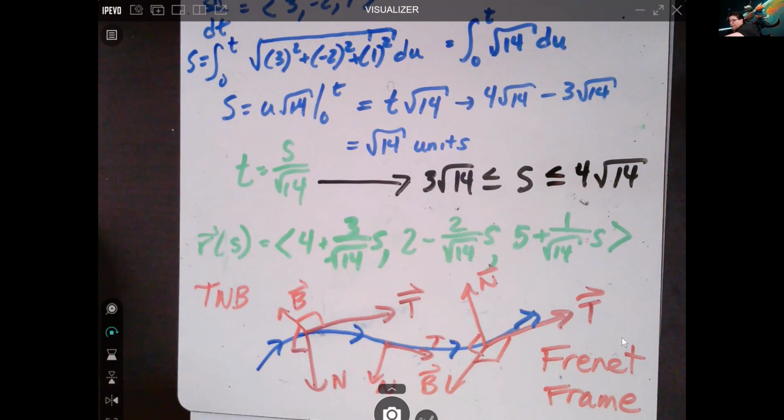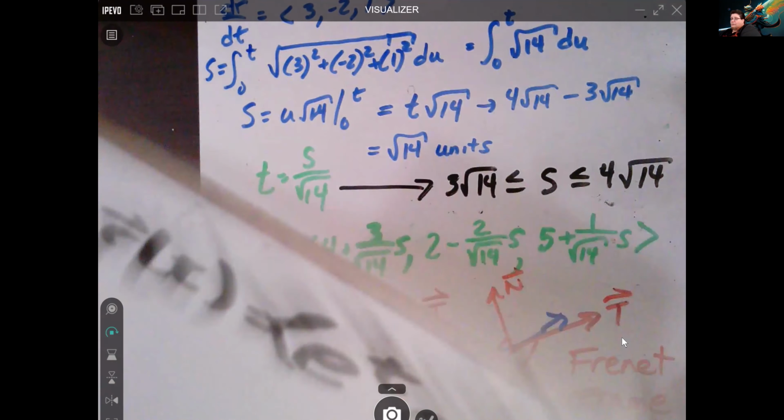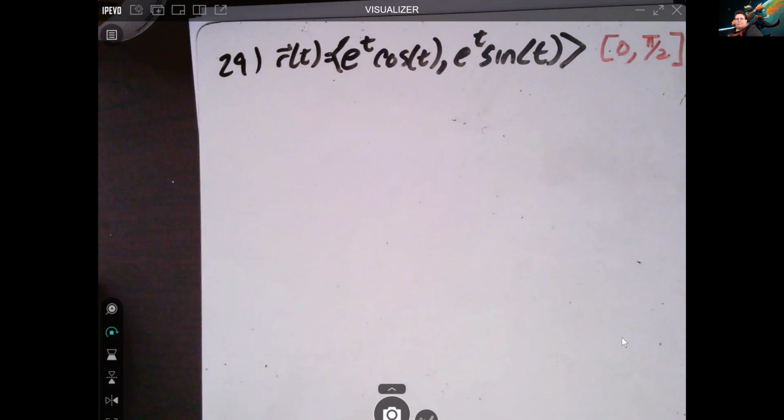And where did I put that whiteboard? Let's try that bad boy.